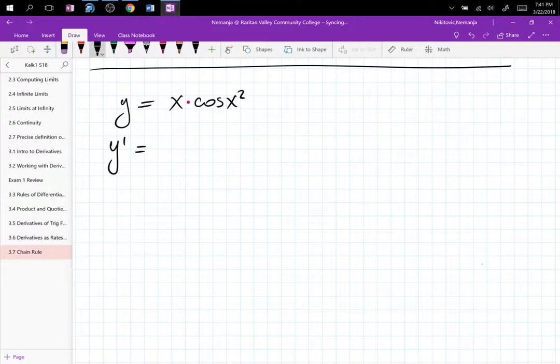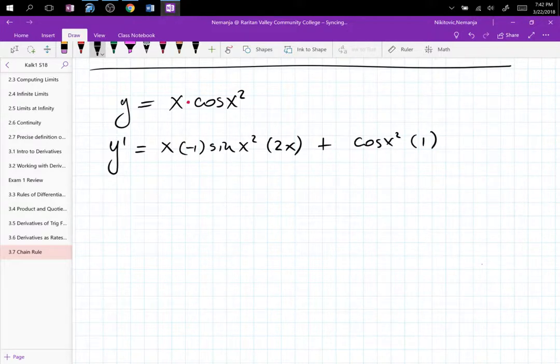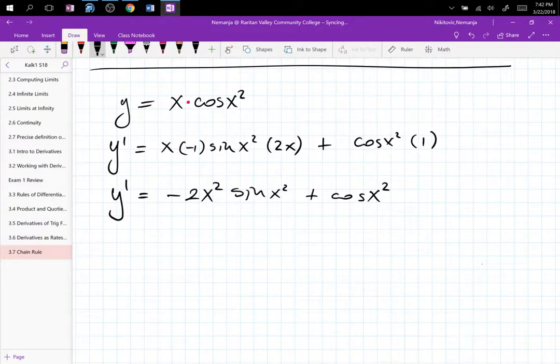All right, so what's the derivative? Y prime is equal to, copy the first, derivative of the second, which is negative 1 sine of x squared times the derivative of the inside, which is x squared, derivative is 2x. Plus, copy the second, cosine x squared times the derivative of the first, which is 1. So let's simplify the derivative as much as we can. That's negative 2x squared sine x squared plus cosine x squared. Great.